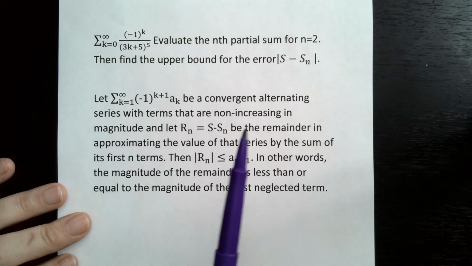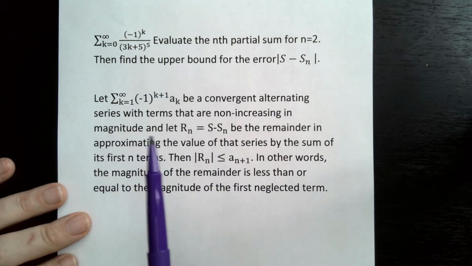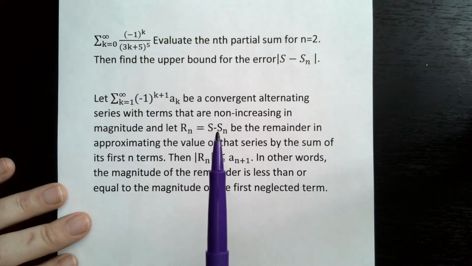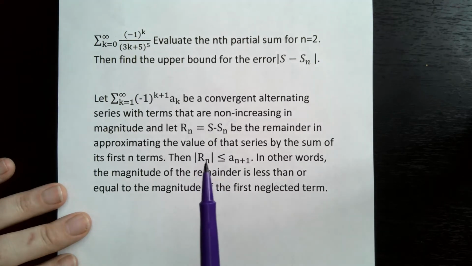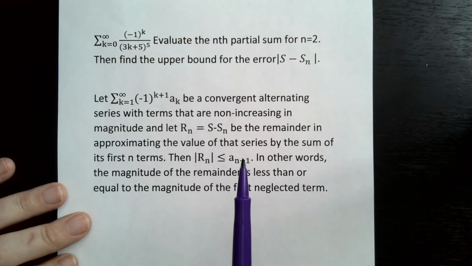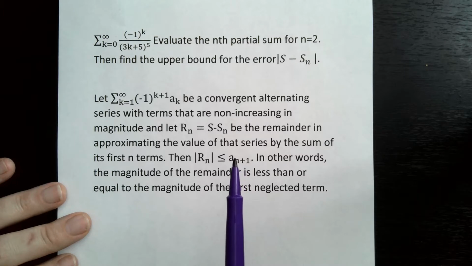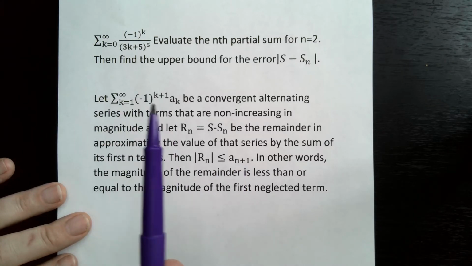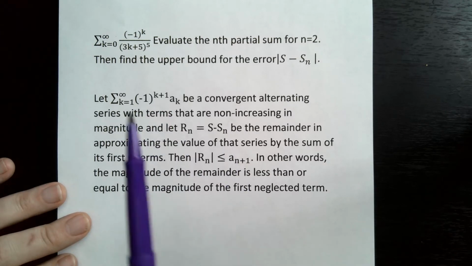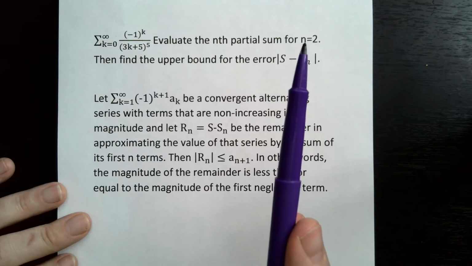Okay, and what this says is if we can put it in this form, and it's a convergent alternating series with non-increasing magnitude, then the remainder is this, and you can approximate it by saying that the remainder is less than the next term after your partial sum. So if we can change it to this form, it doesn't have to be a k, but it has to be of this form.